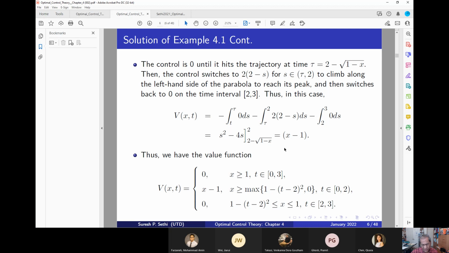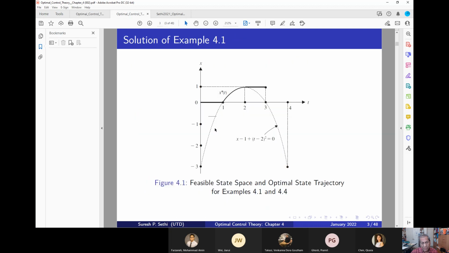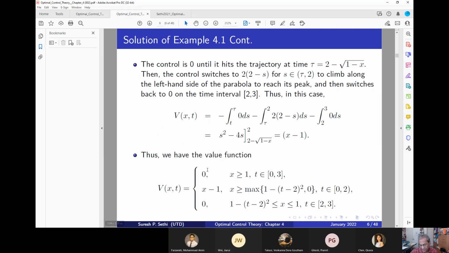And we have the value function Vxt equal to 0 for x bigger than 1, because for x bigger than 1, I will have only 0 control all the way. And so Vxt is 0, because u will be 0, the integral will be 0. So this is that, for x bigger than this quantity.